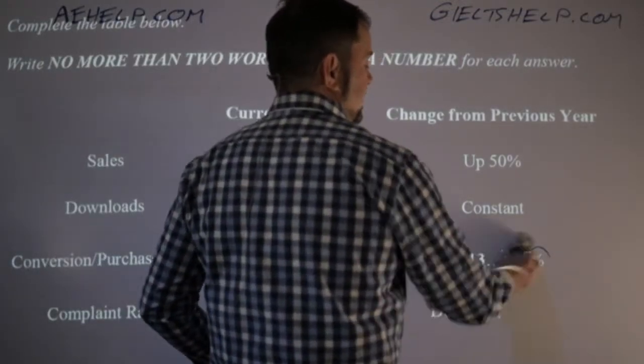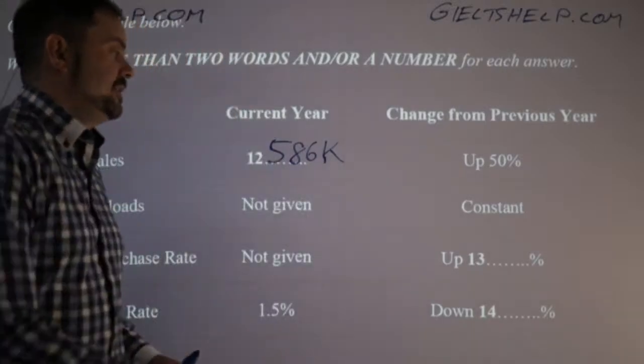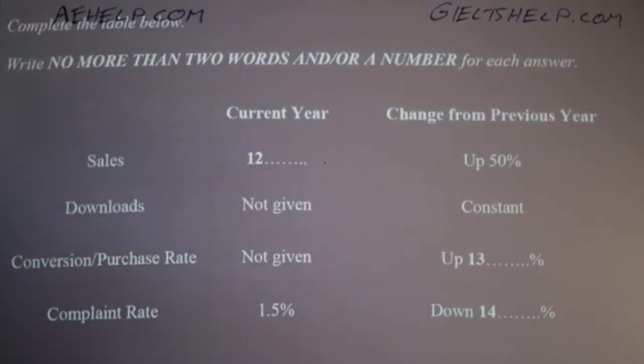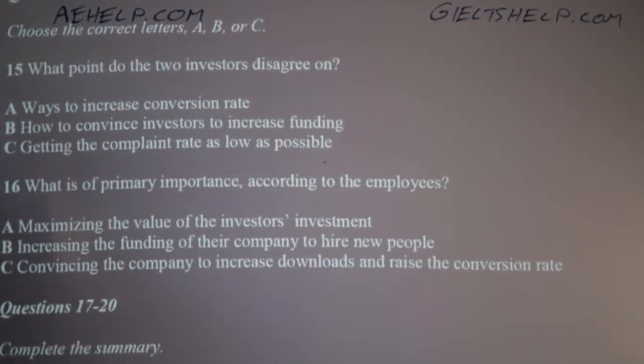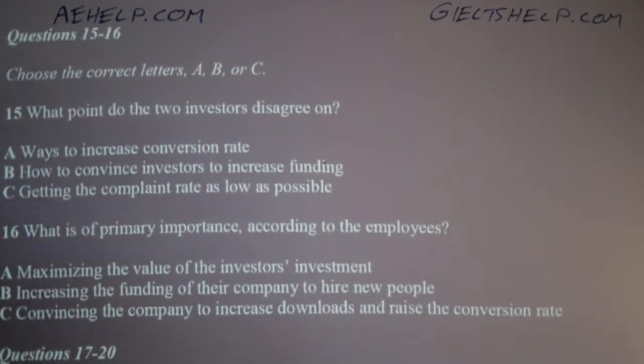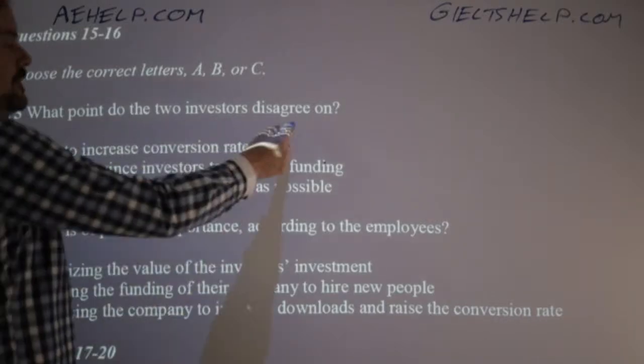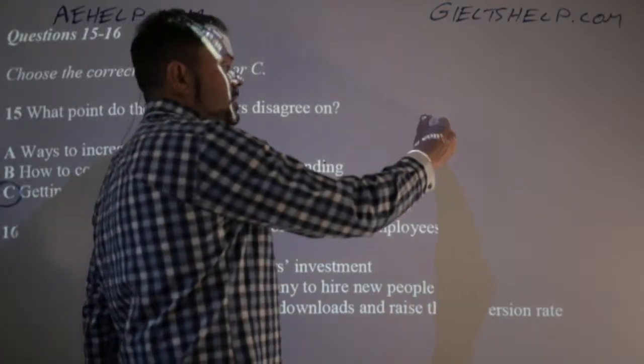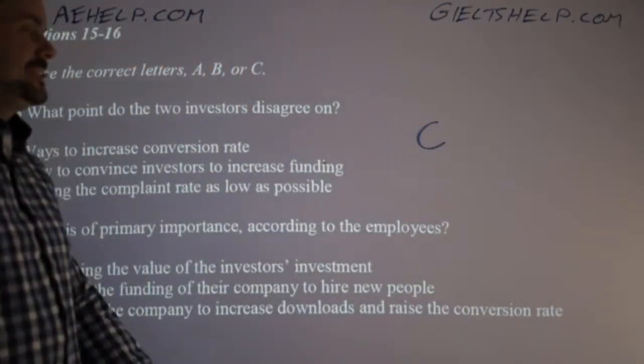Again, 50, 15. Be careful with those differences, Paulo. 15. Very clear. They really emphasize this. What point do the two investors agree on? You're listening for the answer in the multiple choice. They disagree on getting the complaint rate as low as possible. So the correct answer is C.